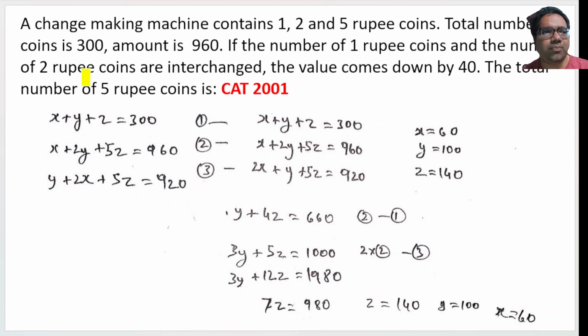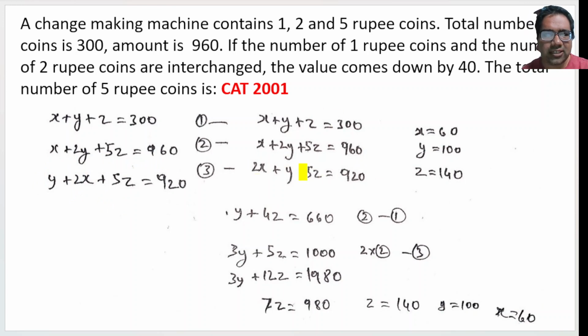Now 1 rupee and 2 rupees are interchanged. That means instead of x 1 rupee coins, there are x 2 rupee coins. So the value will be 2x, right, of these 2 rupee coins. Instead, there are now y 1 rupee coins. Y 1 rupee coins will contribute y, and x 2 rupee coins will contribute 2x, and 5 rupee coins are still z, it is 5z. So y plus 2x plus 5z is 40 less than 960, which is 920. We have these three equations: x plus y plus z equals 300, x plus 2y plus 5z equals 960. And let us put it in a different order: 2x plus y plus 5z equals 920.